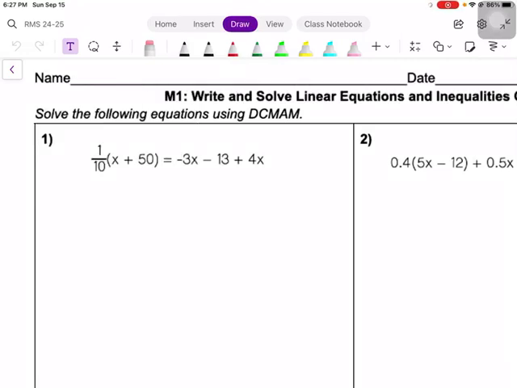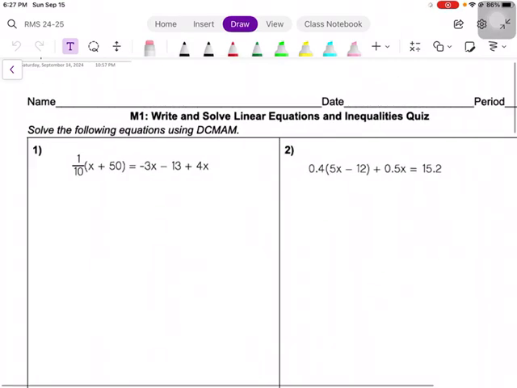Hello, here's a video on how to do the first quiz for Unit 1. This was about writing and solving linear equations and inequalities. So I'm just going to go through each problem and show you how you were supposed to solve it, in case you were having a little bit of trouble with how I solve these problems and what the actual answers were.